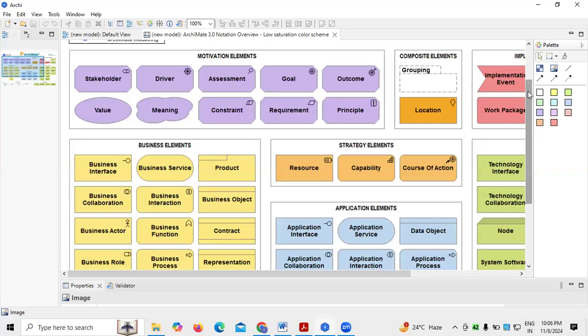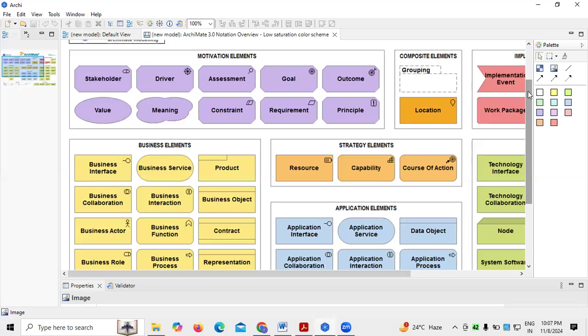We need to discuss the kind of stakeholders, right? These stakeholders can be internal stakeholders or external stakeholders. Next, what are the different drivers that are required? These drivers I can call business drivers. What are the different assessments we have? What are the different goals that are required for us to achieve? These goals I can call business goals. And what must be the outcome here?